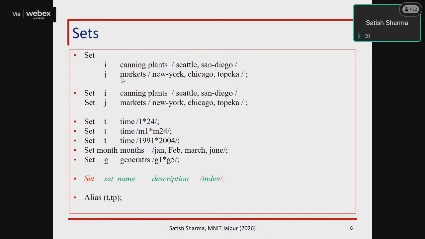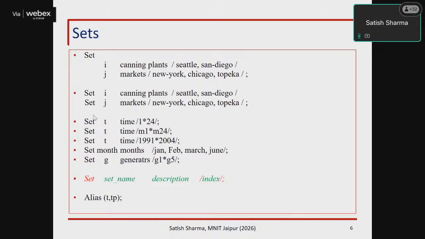Like set J is different markets for the canning product. Okay, and then in the slashes, if you see there are three markets, New York, Chicago, Topeka, which are the markets. So you can put those names as well.